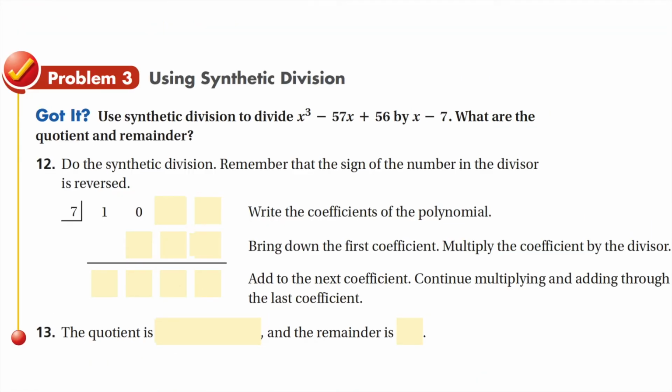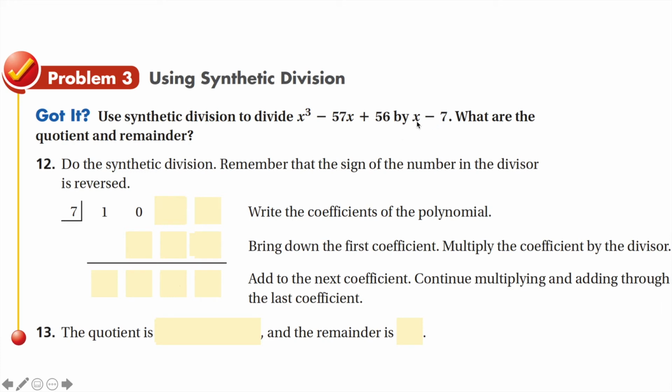Problem 3. Using synthetic division. Use synthetic division to divide x cubed minus 57x plus 56 by x minus 7. What are the quotient and the remainder? To do synthetic division, remember that the sign of the number in the divisor is always reversed.